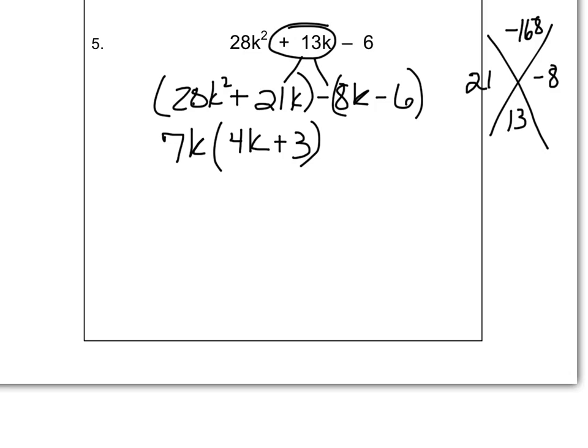I had 2 k's. I took one away. I only have one left. 21 divided by 7 is 3. I had a k. I took it away. Don't have anything left. Over here, what's the biggest number that goes into 8 and 6?